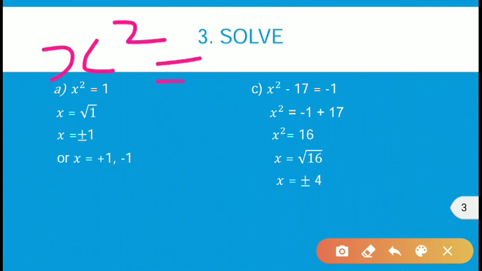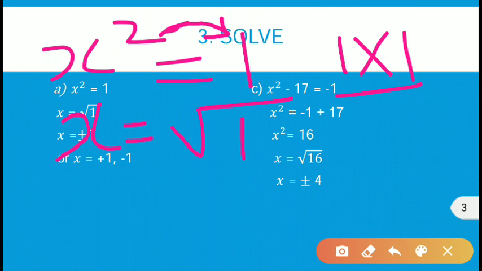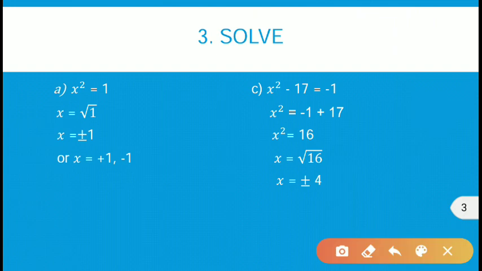X square is equal to 1 is given. When you transfer this square to the other side, it will convert into a square root, meaning x is equal to under root 1, and under root 1 can be written as 1 into 1. This is one pair, so this can be written as 1, and when the under root is removed, this can be written as plus minus 1. That means x is equal to plus 1 and x is equal to minus 1. This is your answer.